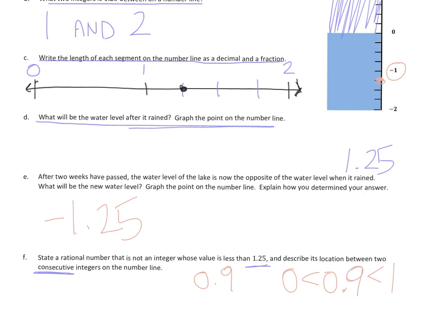All right, now you're on your own making up your own story problem and onto the problem set. Good luck, team.